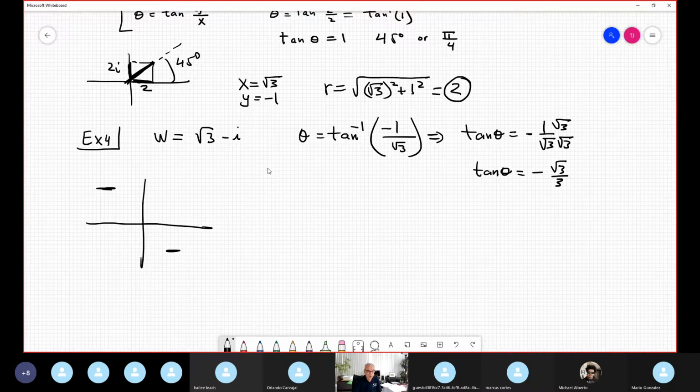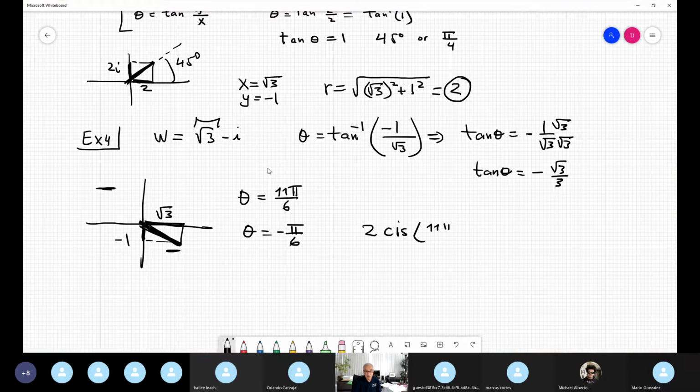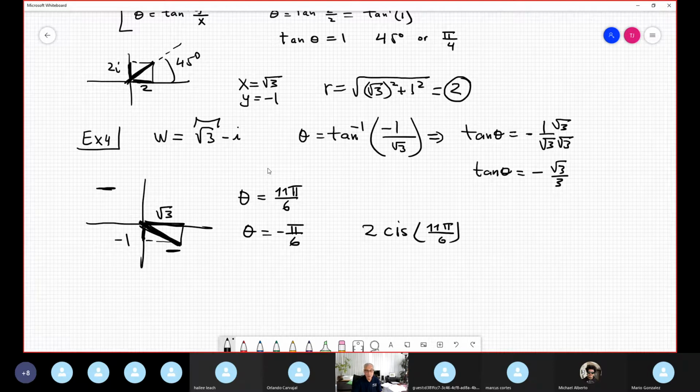Actually, my complex number lies in the fourth quadrant because the real part is positive. Look, radical 3 is here, and the imaginary part is down at negative 1. So this is my complex number and this is my angle, no? We did a similar example before. It depends if you want to go counterclockwise or clockwise. If counterclockwise, it's 11 pi over 6. If clockwise, it's negative pi over 6. Therefore, the complex number in polar form is 2 cosine 11 pi over 6 plus i sine 11 pi over 6, or negative pi over 6, either way that you prefer.